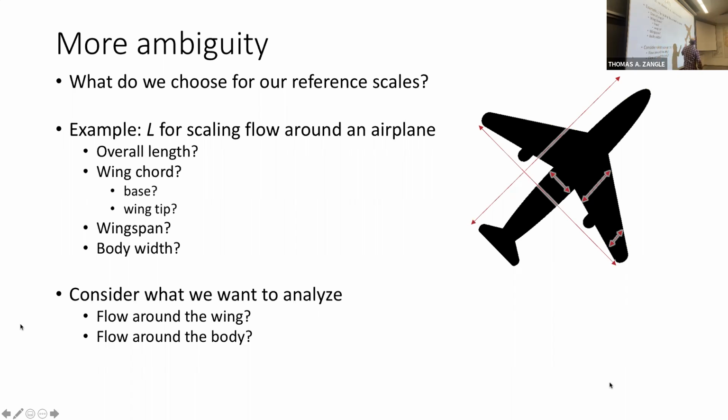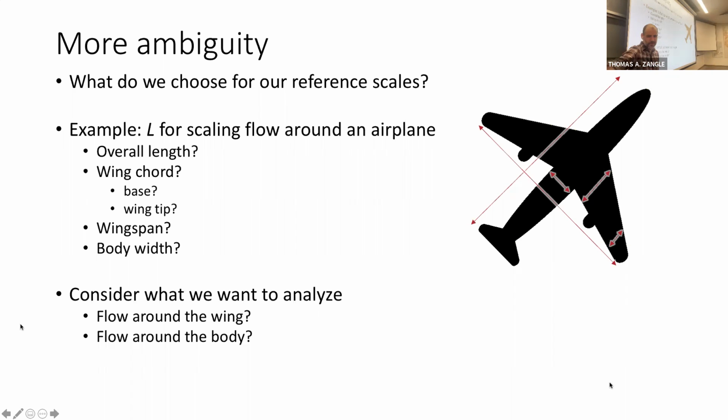Okay, so we want to choose our reference scales as quantities that are related to the physics that we're trying to solve. So we're going to consider what we want to analyze: flow around the wing, flow around the body. And what we're going to see is that in some cases, the reference scales that we need to use are kind of predefined. Like if we're considering flow in a pipe, we're pretty much always going to use the diameter of the pipe as our reference scale.